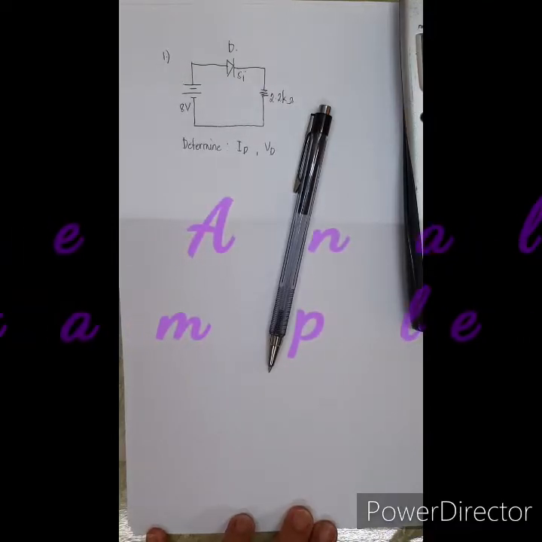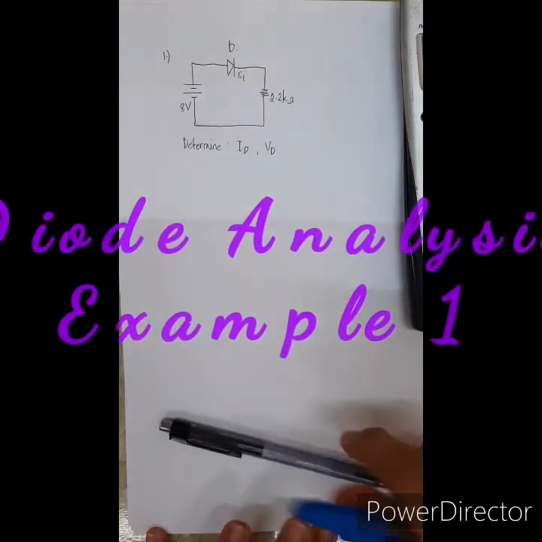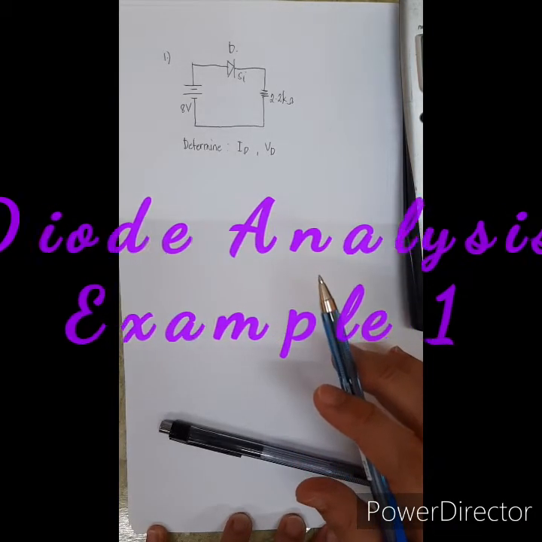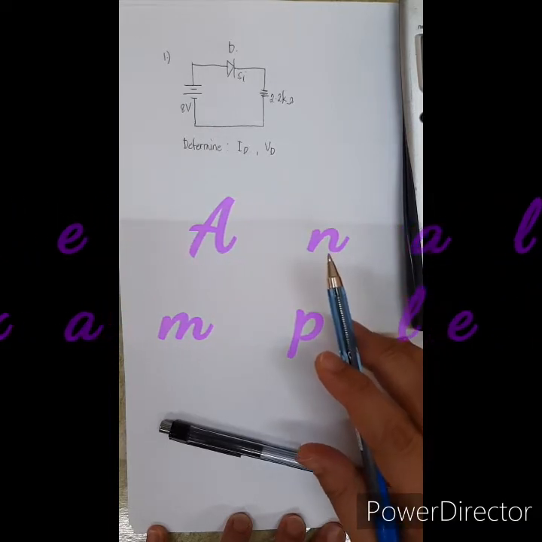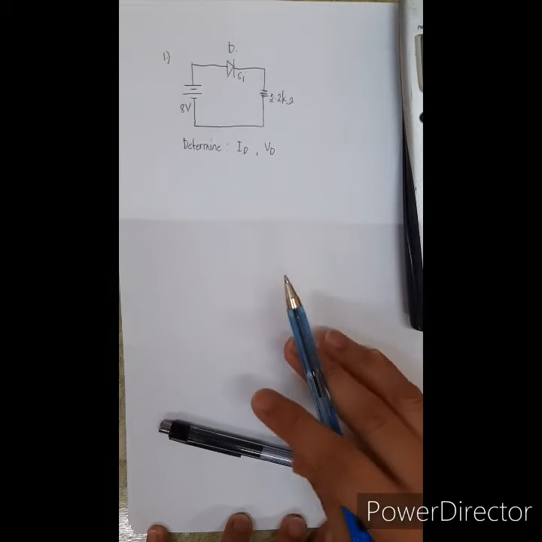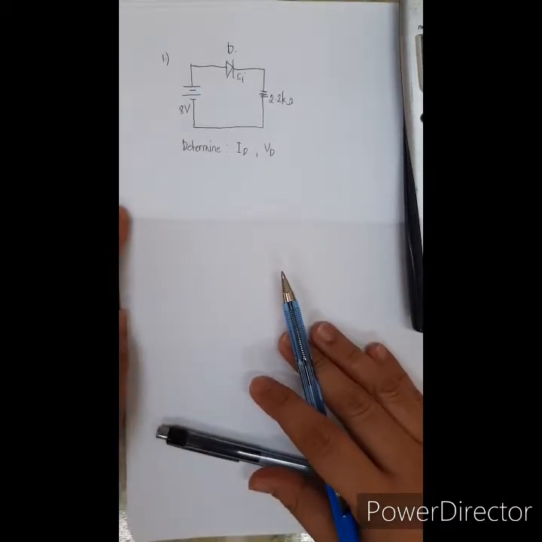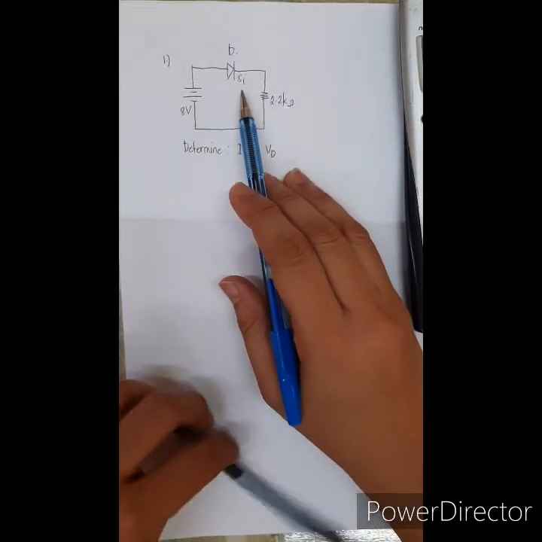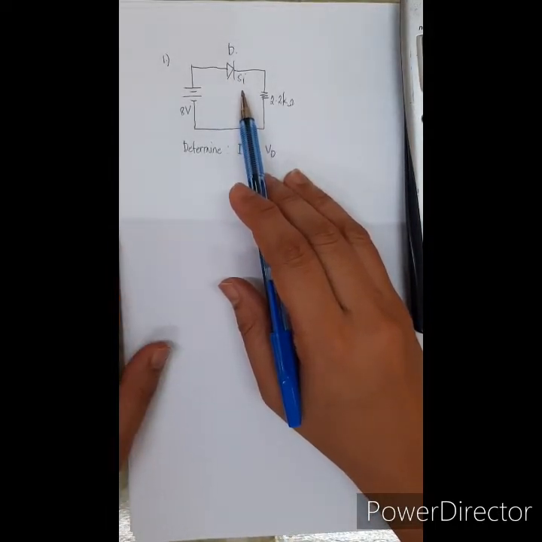Okay, so we have here another example. So this time using diode analysis. So at this point, we will not be specifying that we will use the 3 diode equivalent circuit. For this scenario, it is already specified that the diode that we will be using here is a silicon diode.